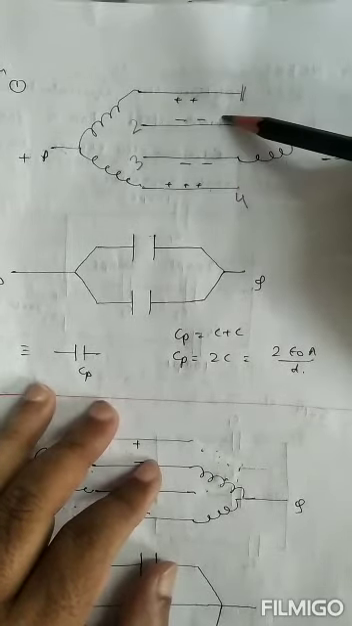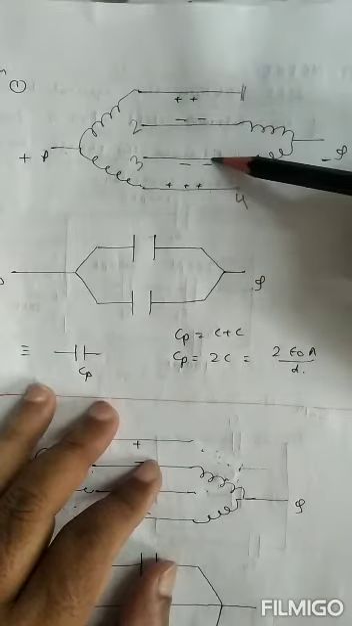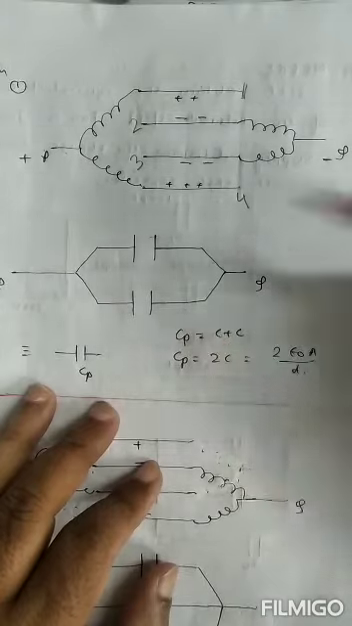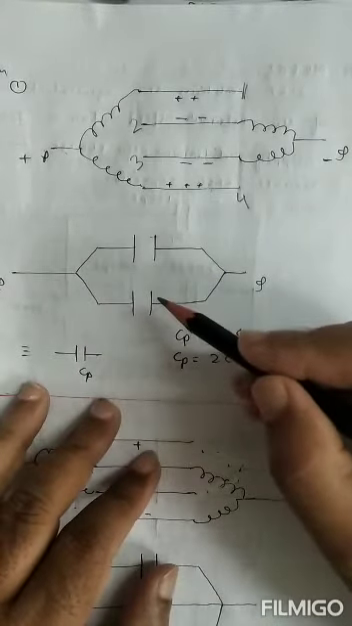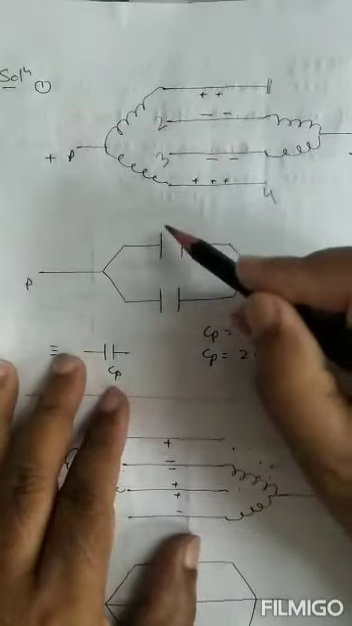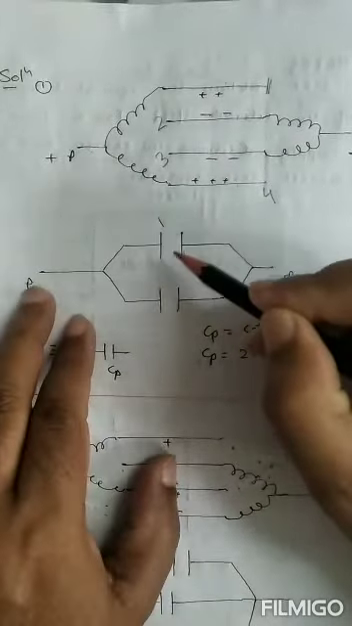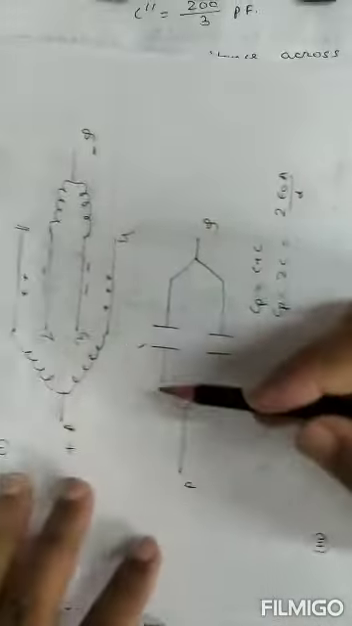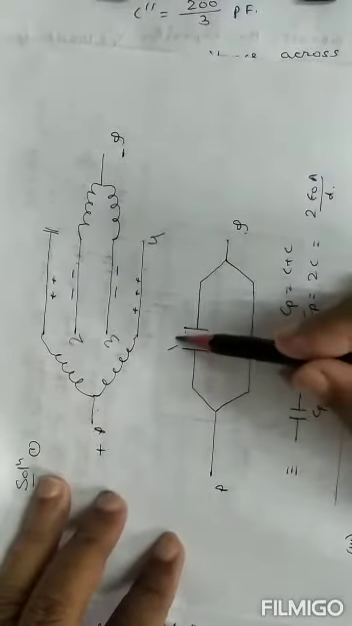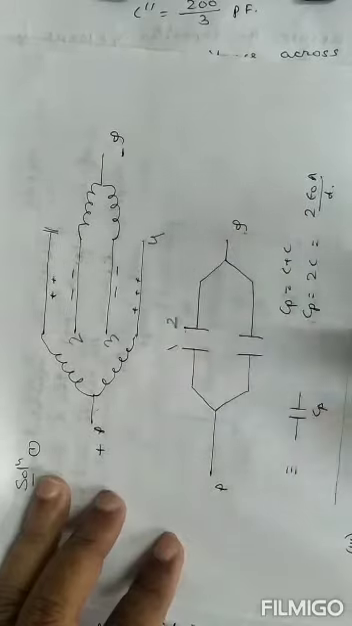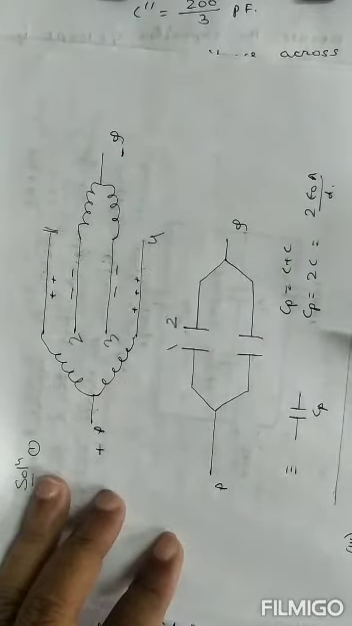This plate and this plate form a parallel plate capacitor. Or we may do it from numbering also. You just see, plate 1 is connected to P and plate 2 is connected to Q. Therefore, between 1 and 2, there is a parallel plate capacitor.